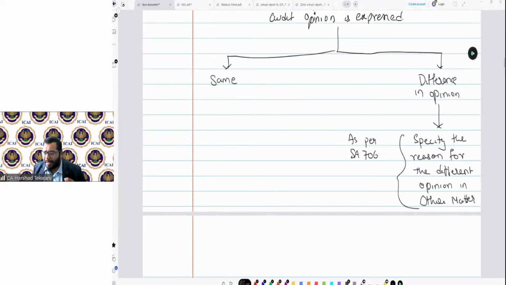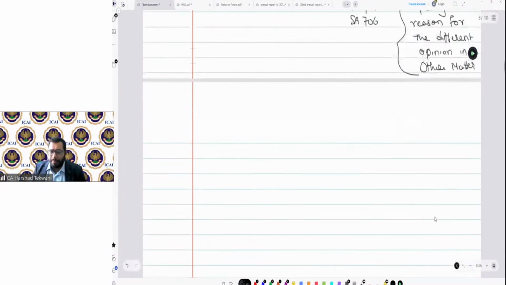Now, again, same in this case also. Let's say, for example, if the prior period financial statement were audited by predecessor auditor, same, I need to specify that they were audited by predecessor auditor, and accordingly, the type of opinion and the date of report on that.